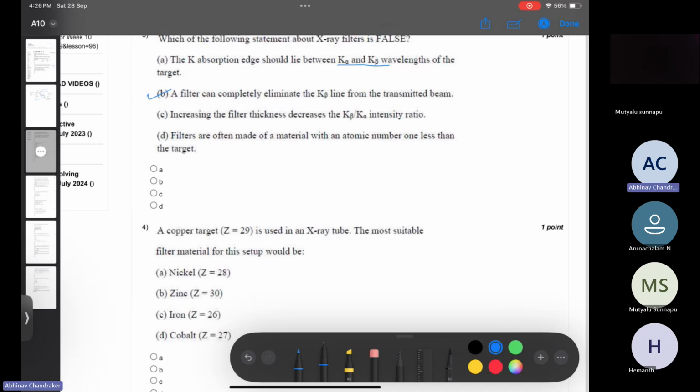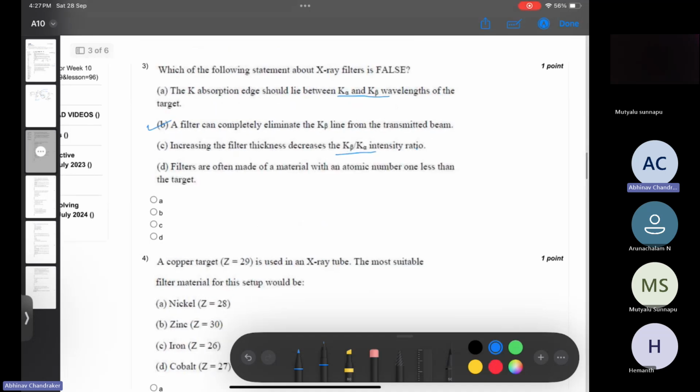Also, increasing the filter thickness will lead to a decrease in the K beta by K alpha intensity ratio, because it is more likely that the K beta wavelength beam will get absorbed if the filter thickness is increasing. So this ratio will decrease. And then filters are made of materials with atomic number one less than the target. So this is also true.